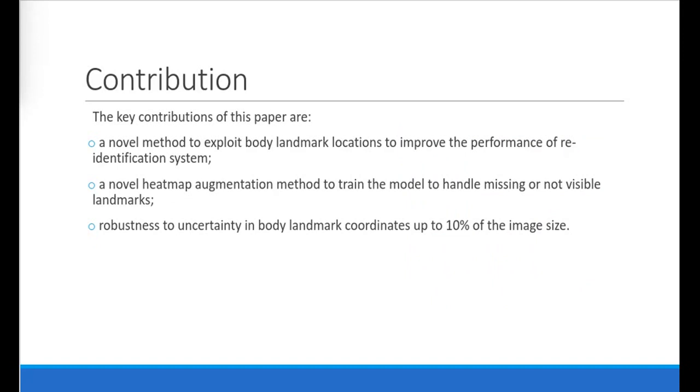So now I want to highlight the key contributions of our work. At first, we propose a novel method to exploit body landmark locations to improve the performance of re-identification system. We also introduce a heatmap augmentation method to train model to handle missing or not visible landmarks. And finally, we show the robustness to uncertainty in body landmark coordinates, and that our model can handle errors up to 10% of the image size.